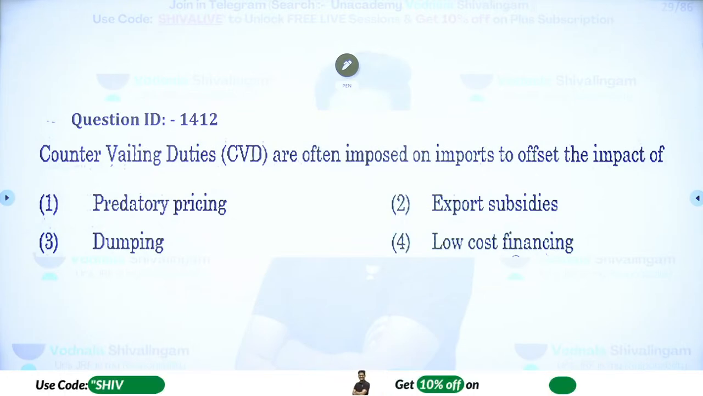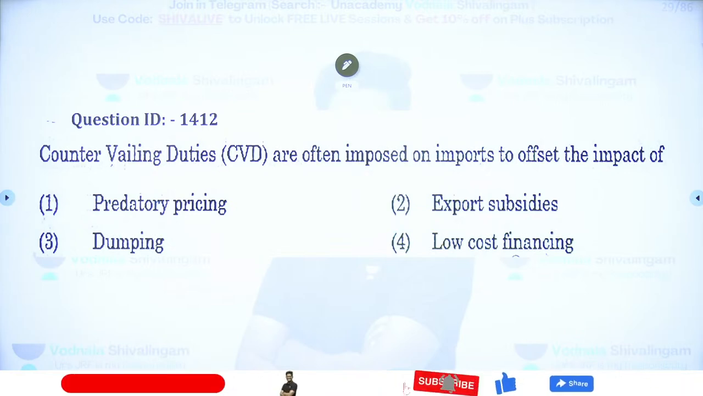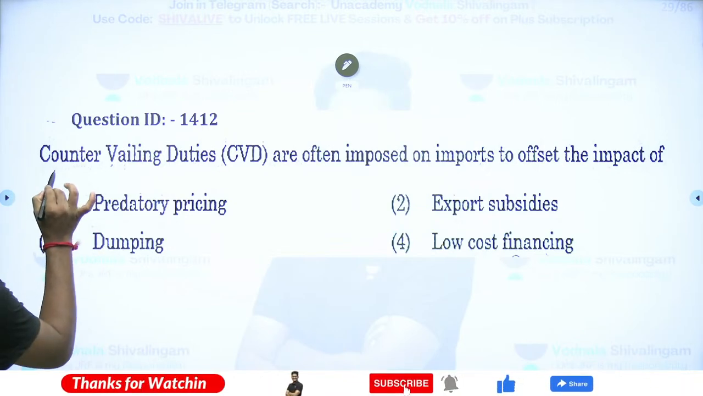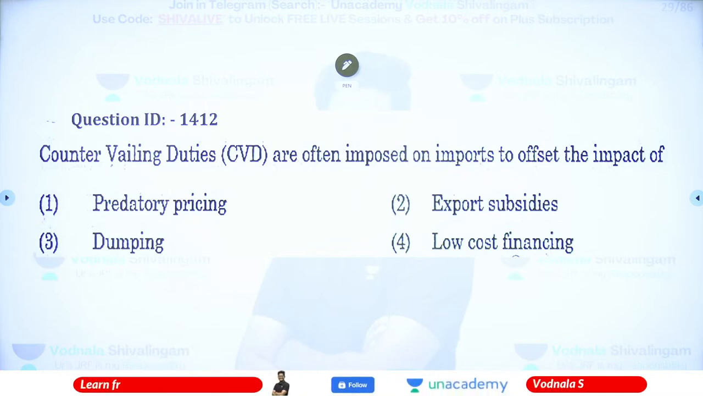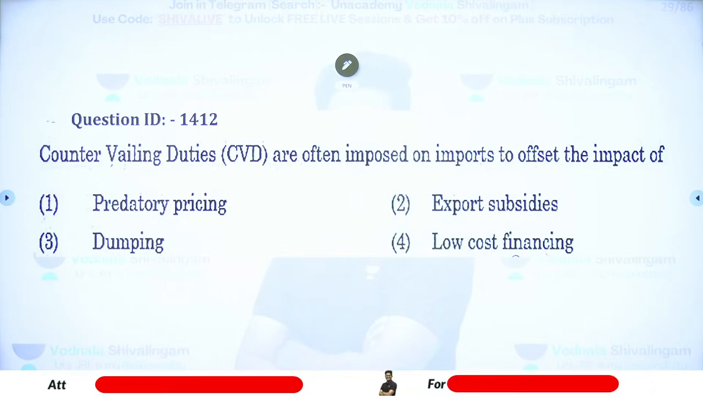Here the questions look easy. Yes, yes, easy. Countervailing duties. Counter means ulta. Countervailing duties are often imposed on imports to offset the impact of predatory pricing, export subsidies, dumping, low cost financing. Pure conceptual question. Look at it very, very carefully and answer the question.